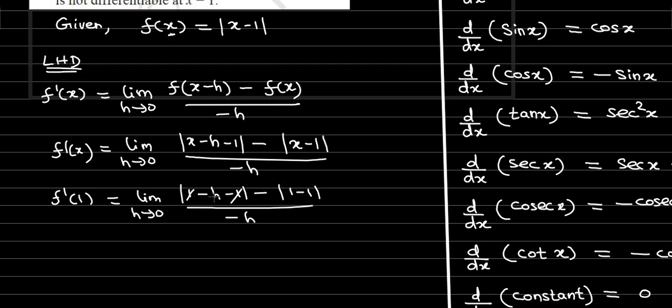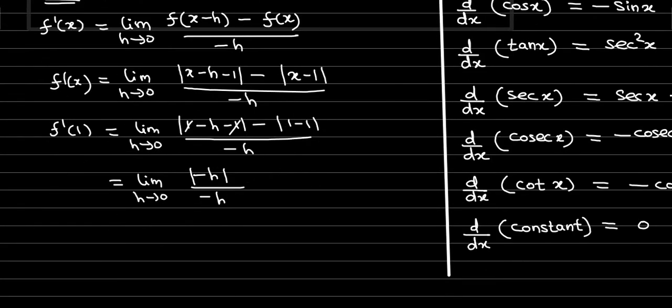You will not have a second term. So now we have only the first term. So limit h is approaching 0. In the numerator we have modulus of minus h, and in the denominator minus h. So what is the meaning of the modulus? Even if the term is negative, we have to take it only positive. So modulus of minus h gives you only positive h divided by minus h.